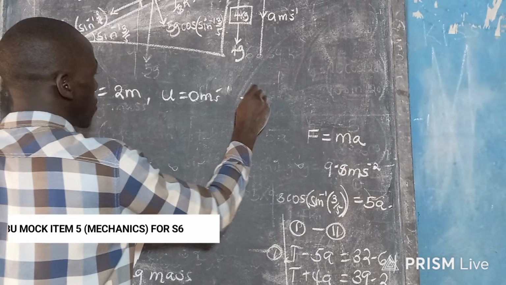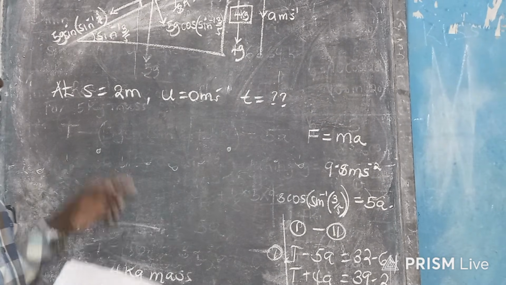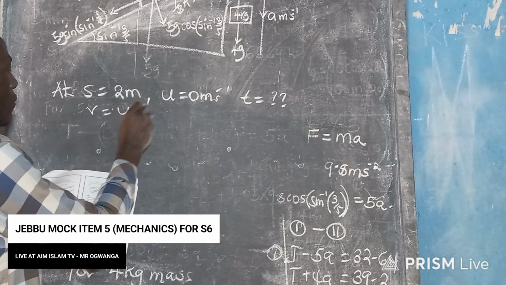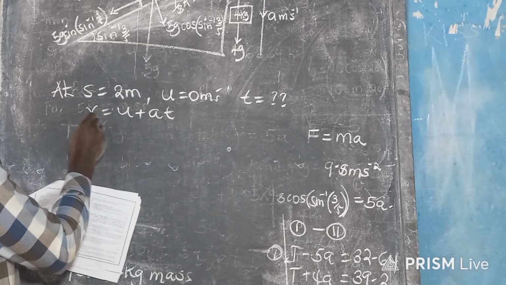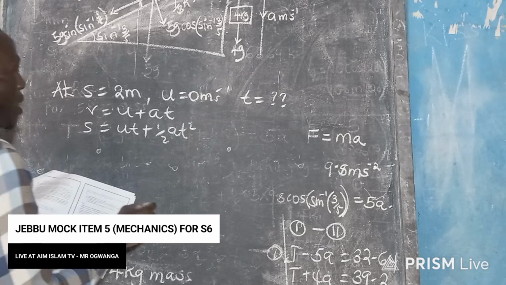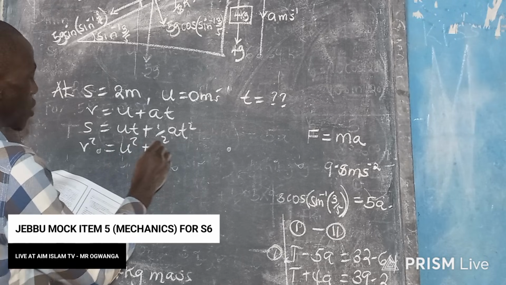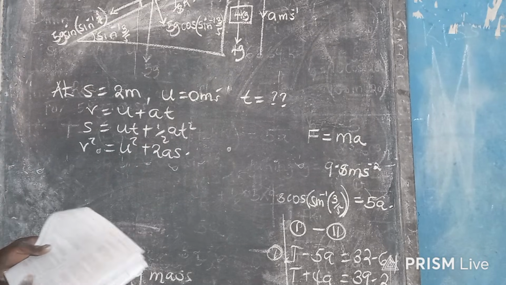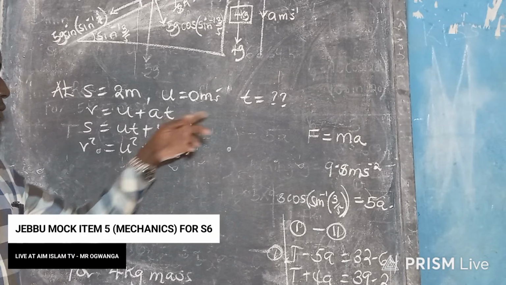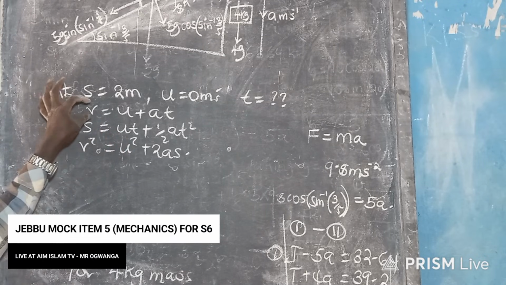So meaning that at this point we are going to look for the value of time. We are going to recall our three equations of motion, where in the first equation we always have v equals u plus at. The second equation we have s as ut plus half at squared, and in the third equation we have v squared equals u squared plus 2as. Now we have to come up with an appropriate equation we can use here to come up with the value of the time.